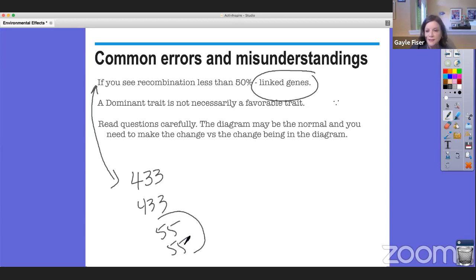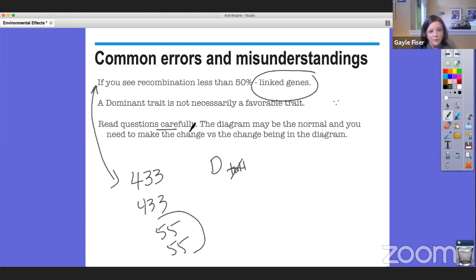Because you can see that this is less than 50%, okay? 50% recombination. All right, then a dominant trait is not necessarily a favorable trait. Remember the green and the dwarf and the tall? I immediately, without reading, because I didn't read, had D going with tall, okay? Because it just seemed like the normal version would be the dominant trait. That wasn't necessarily so, okay?